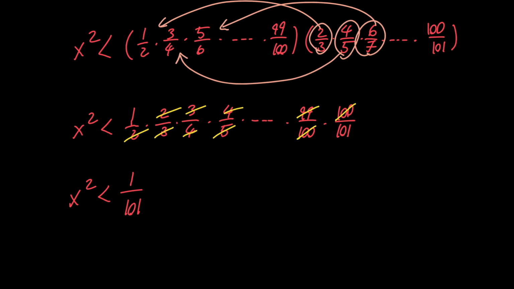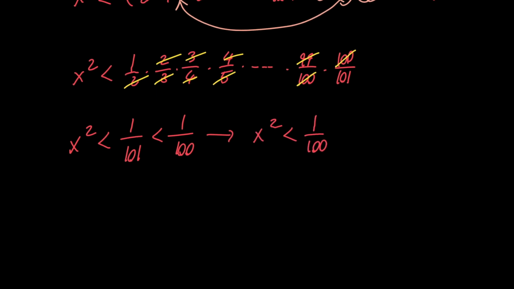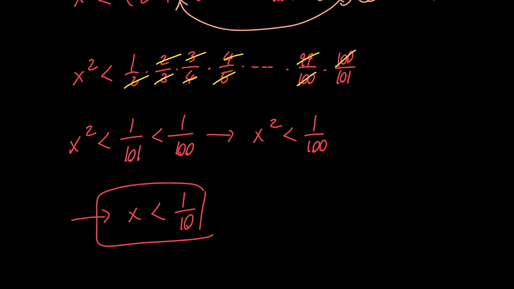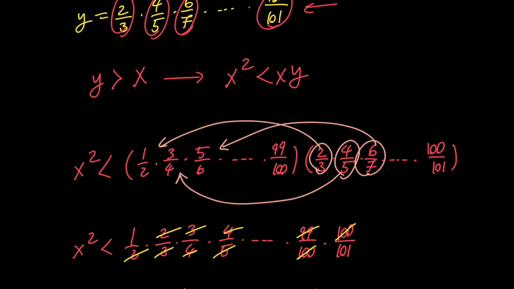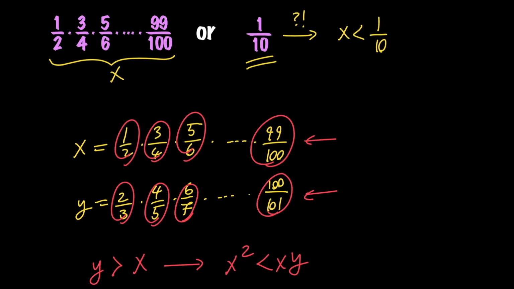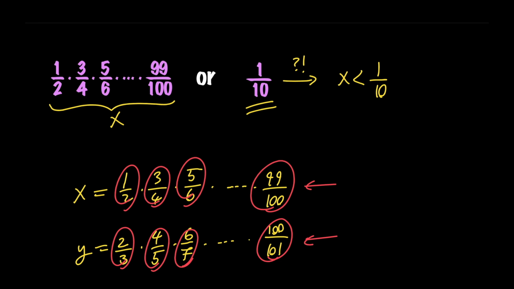Now, obviously, 1 over 101 is less than 1 over 100, which means that x squared is less than 1 over 100. Now, if I take the square root of both sides, since x is positive, I can say that x is less than the square root of 1 over 100, and that is 1 over 10. Cool. So x is less than 1 over 10. That means that the larger one is 1 over 10.